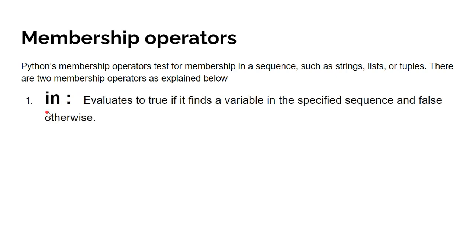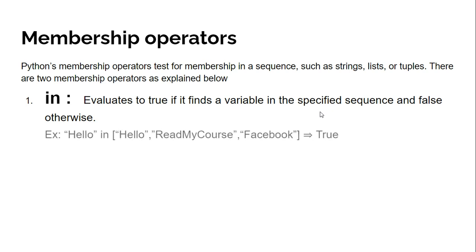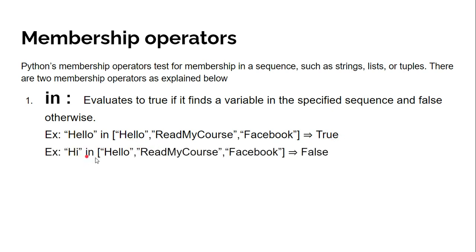There are two membership operators. First, in: it evaluates to true if it finds a variable in the specified sequence. This means it will return true if any value is present in the sequence that you are checking. Suppose you write hello in this list. In this list we have three strings: first is hello, second is read my course, and third is Facebook. If you write hello in this list, it will return true, because hello is present here. But if you write hi in this list, hi is not present, so it will return false.